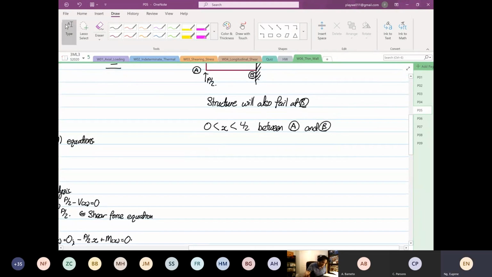Okay, so again, we have our slider. We draw our structure first. So this is point A. This is going by P over 2. And this is your X. And this is your V as a function of X, M as a function of X. So when you do static analysis, positive is going up, summation of forces in the Y direction.